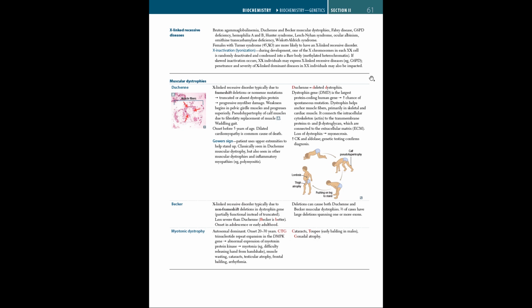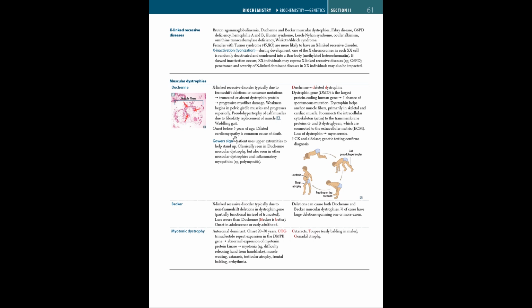Now moving on to muscular dystrophies. So we have Duchenne muscular dystrophy, Becker's, as well as myotonic dystrophy. Now Duchenne muscular dystrophy is an X-linked recessive disorder typically due to frameshift deletions or nonsense mutations. Remember, Duchenne is deleted dystrophin. This leads to truncated or absent dystrophin protein and progressive myofiber damage. Weakness begins in pelvic girdle muscles and progresses superiorly. Pseudohypertrophy of calf muscles due to fibrofatty replacement of muscles, which you can see here in picture A, leads to waddling gait. Onset is usually before 5 years of age.